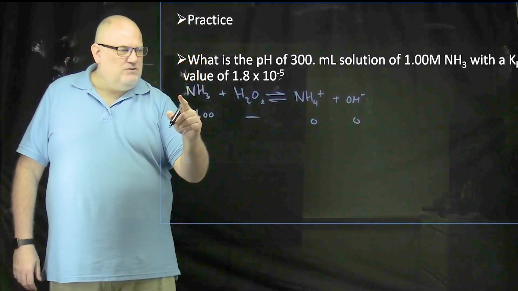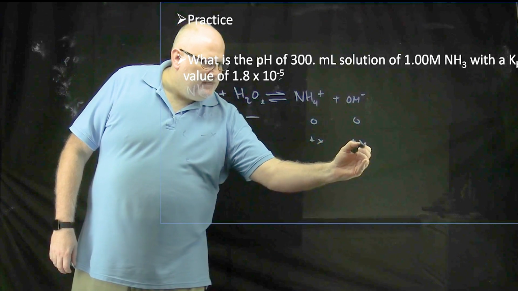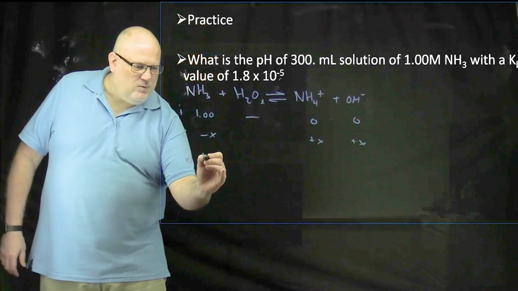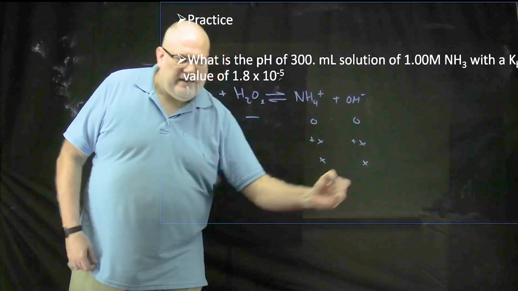My change, since it's a 1 to 1 to 1 ratio, I'm going to lose x here, I'm going to gain x here, and I'm going to gain x here. And at the end, I'm going to end up with 1.00 minus x, x, and x.